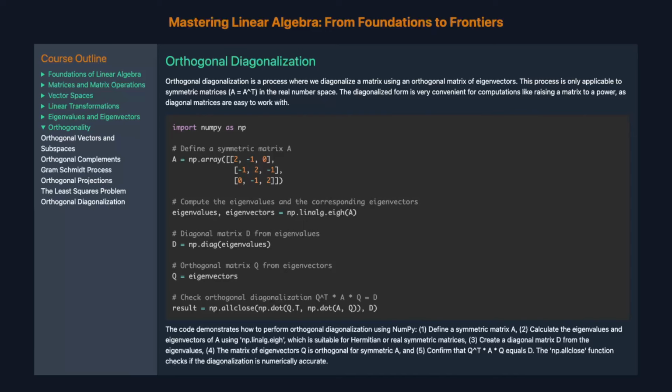1. Define a symmetric matrix A. 2. Calculate the eigenvalues and eigenvectors of A using np.linalg.eigh, which is suitable for Hermitian or real symmetric matrices. 3. Create a diagonal matrix D from the eigenvalues. 4. Note that the matrix of eigenvectors Q is orthogonal for symmetric A. And 5. Confirm that QᵀAQ equals D. The np.allclose function checks if the diagonalization is numerically accurate.